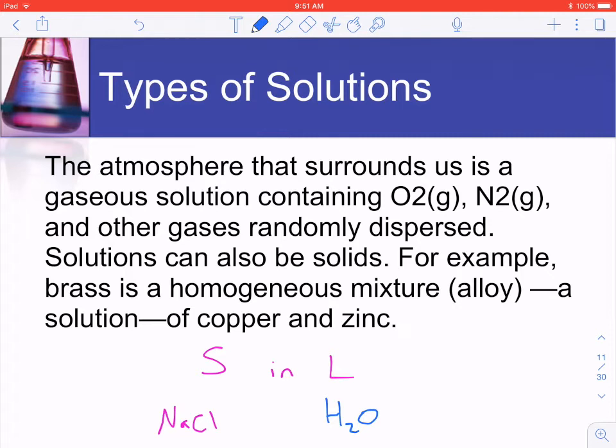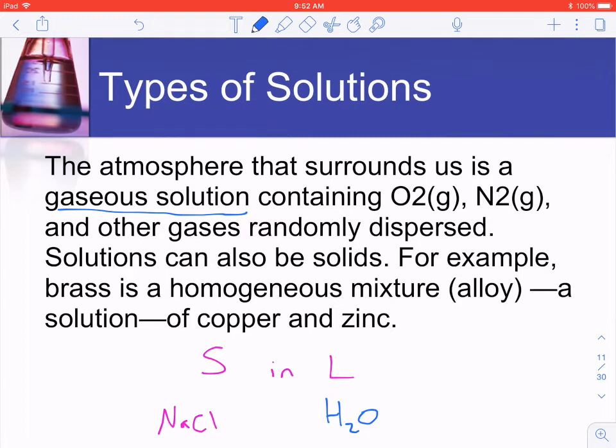But it turns out that we can actually dissolve different states of matter in themselves or other states of matter. So for instance, the air around us, we would call that a gaseous solution because we actually have different gases dissolved in one another and they're randomly dispersed throughout in this mixture. So that's a gas being dissolved in a gas.